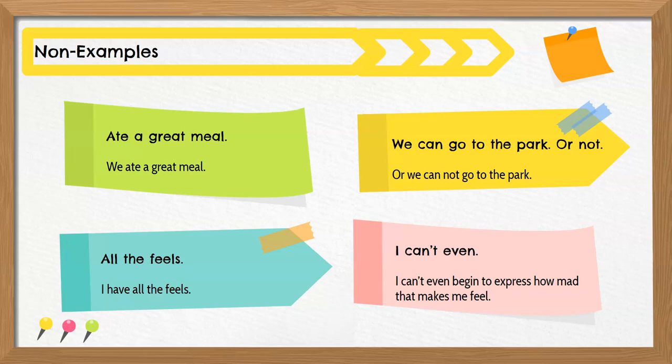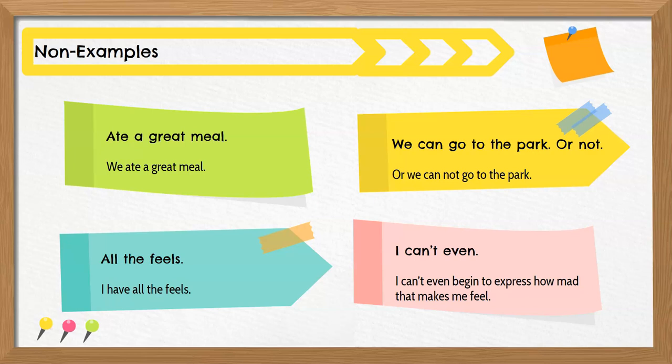We have to add a lot more to or not to make it a complete sentence. It needs a subject and a predicate. Since this is closely related to the sentence before it, it makes sense to add the same subject and predicate. So we could say, we can go to the park, or we cannot go to the park.